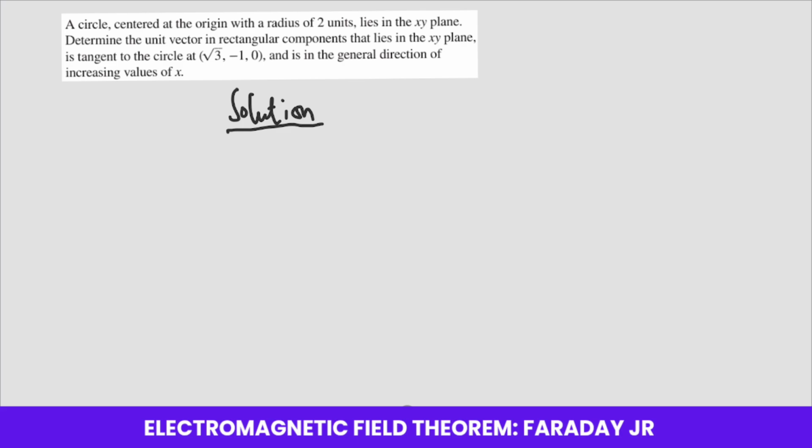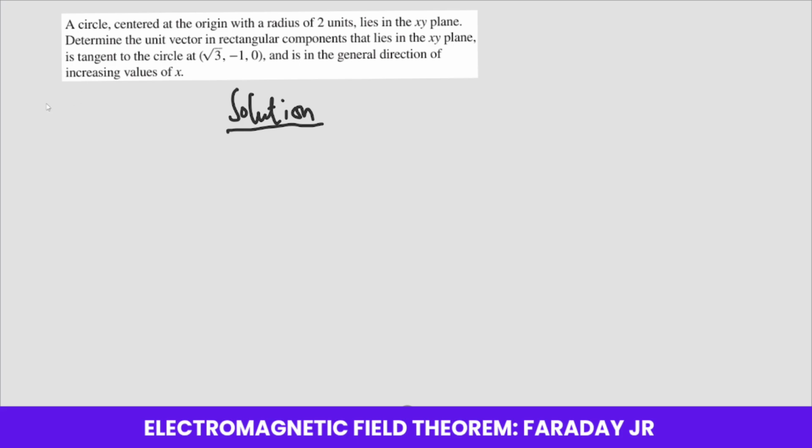Today we are still working on our questions on EMFT. So this question states a circle centered at the origin with a radius of 2 units lies in the xy plane. Determine the unit vector in rectangular components that lies in the xy plane, is tangent to the circle at (root 3, negative 1, 0), and is in the general direction of increasing values of x.